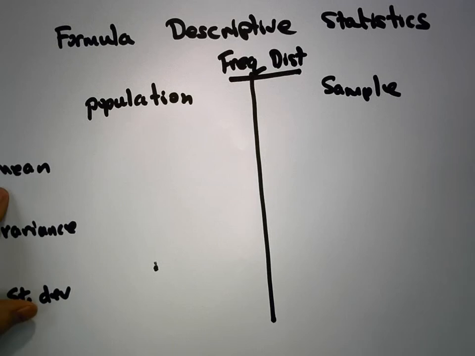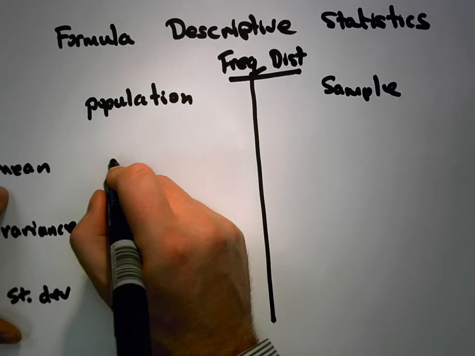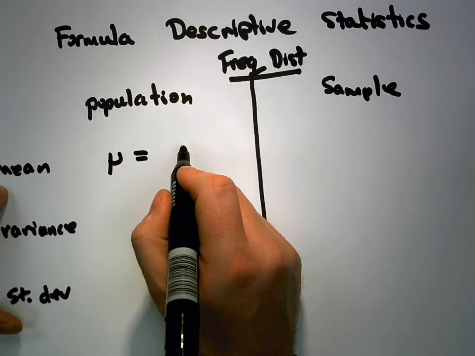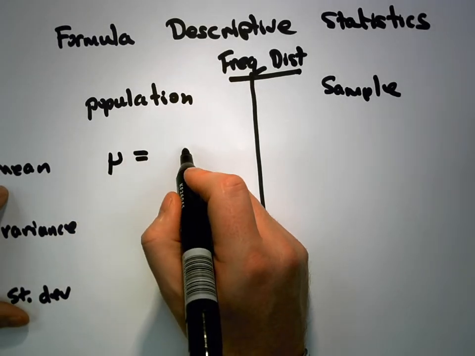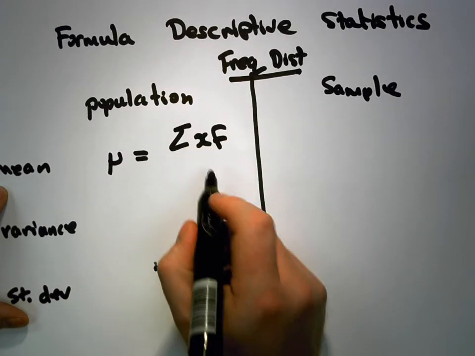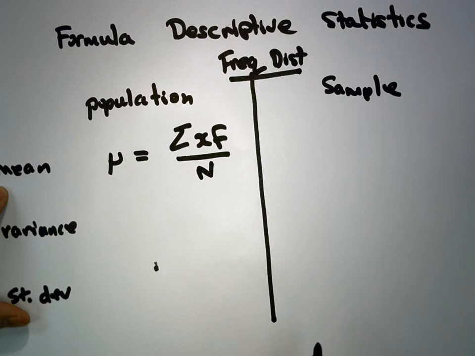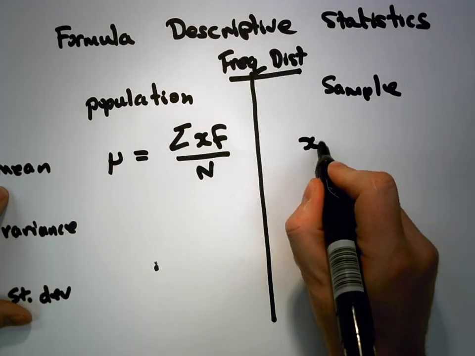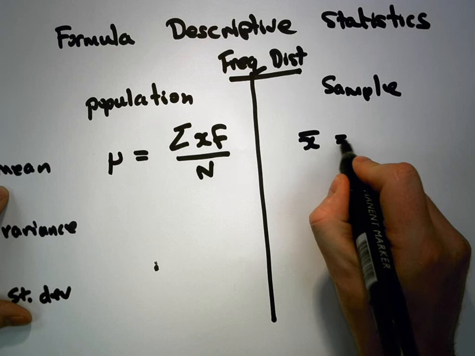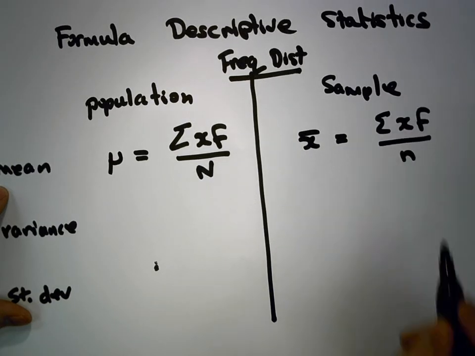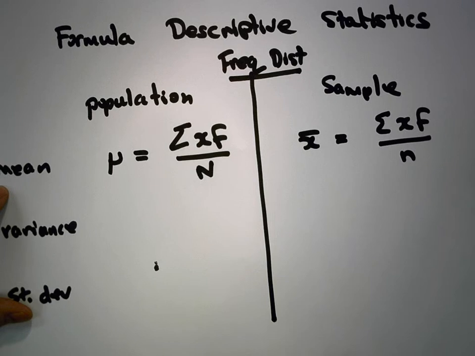Okay, so the mean of a population when presented through a frequency distribution, well, the symbol for the mean of a population is mu. It's simply equal to the sum of the product of each x value times its frequency, divided by how many values there are in the data set. In the sample case, x bar, which represents the mean, is once again equal to the sum of each x value times the frequency divided by how many values there are in the sample, small n.